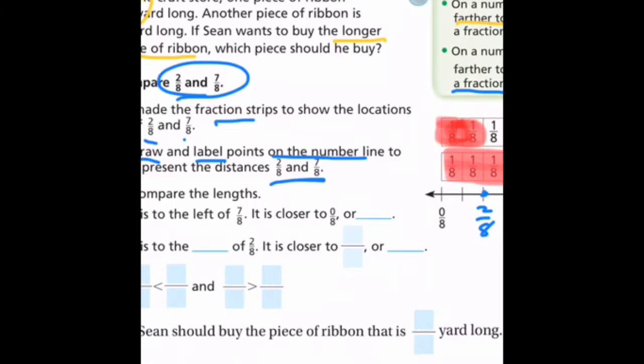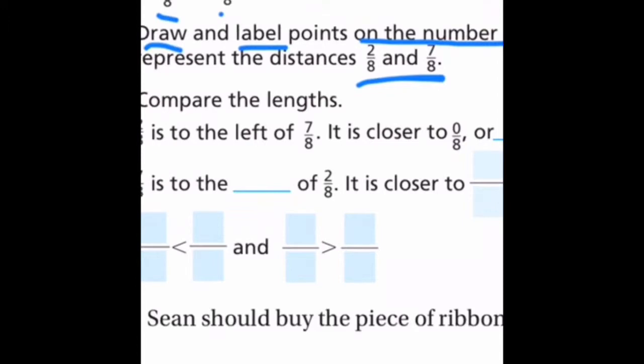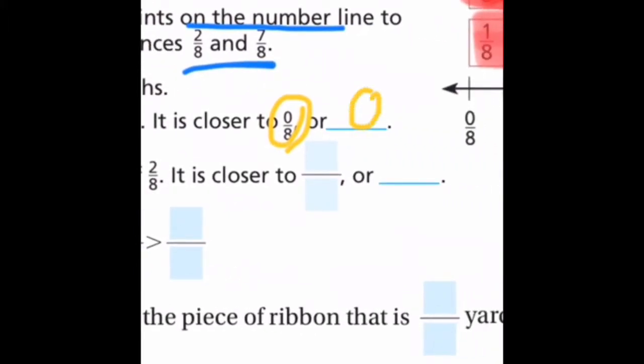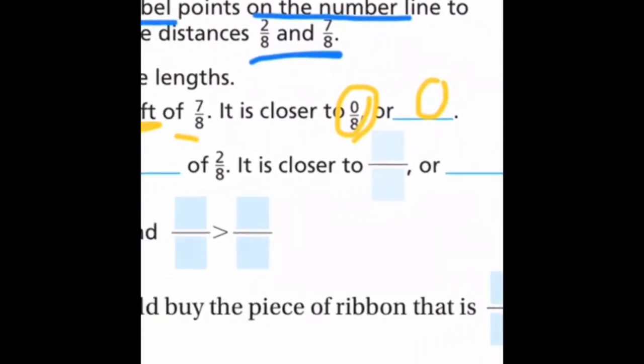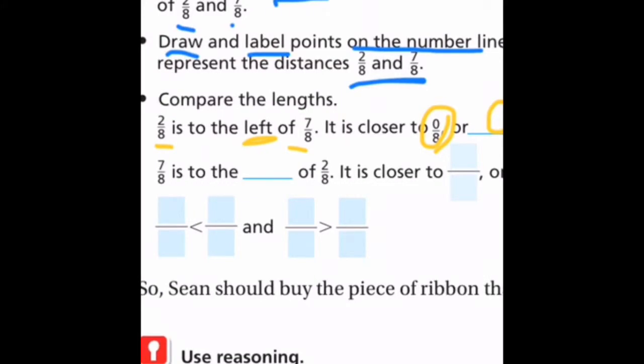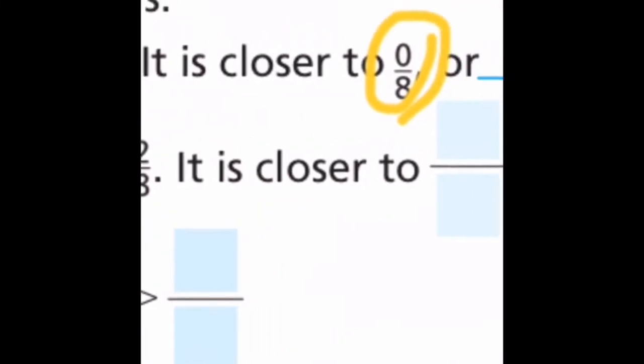Okay, next we're going to compare the lengths. It says 2/8 is to the left of 7/8. It is closer to 0/8 or 0. 0/8 is 0. 7/8 is to the right of 2/8. It is closer to 8/8 or 1. 8 over 8 equals 1.